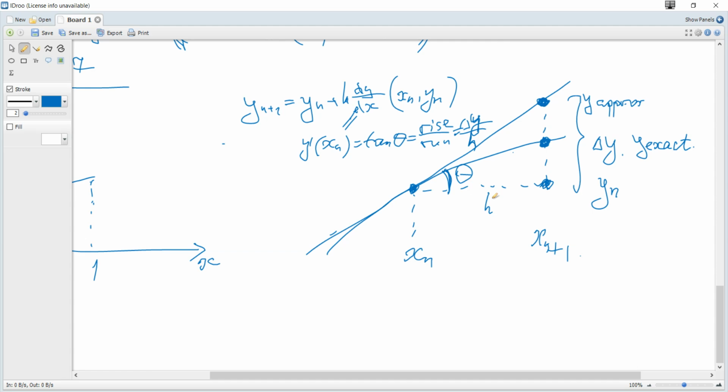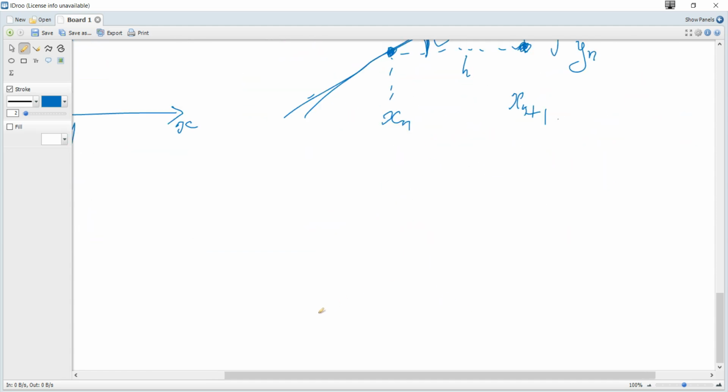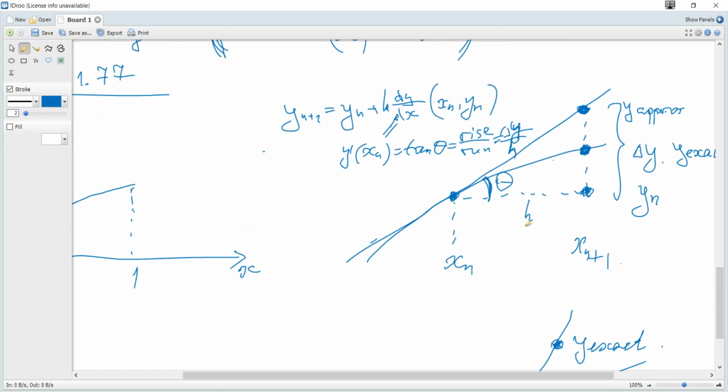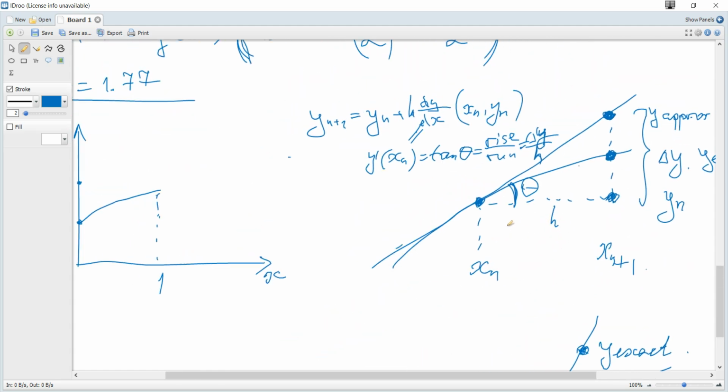it's called overestimated. If the curve were increasing and concave up, you can see that this value, the approximate or calculated value, and this is the true exact value, and in such a situation it will be an underestimated value. And actually you may explain using such a sketch.